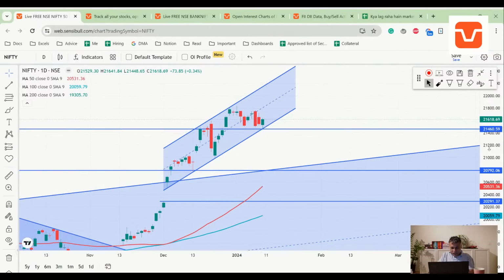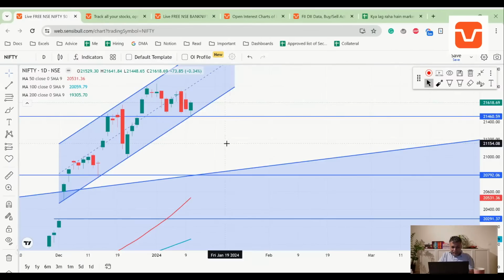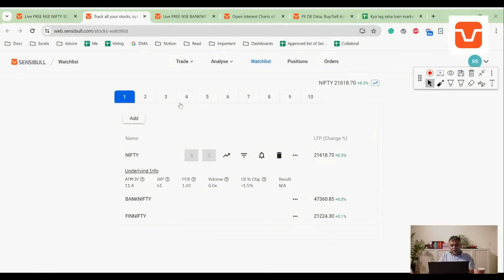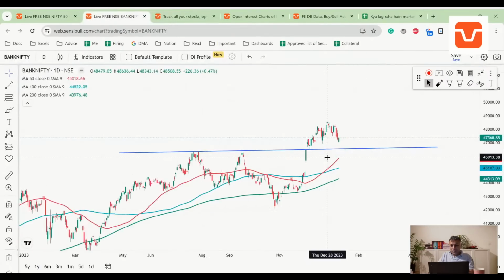And then it bounced, taking the support. And now we have a bullish piercing candle. And this is important. Bottom of the channel, bounce, bullish piercing candle. Looks like we are back into going up again.